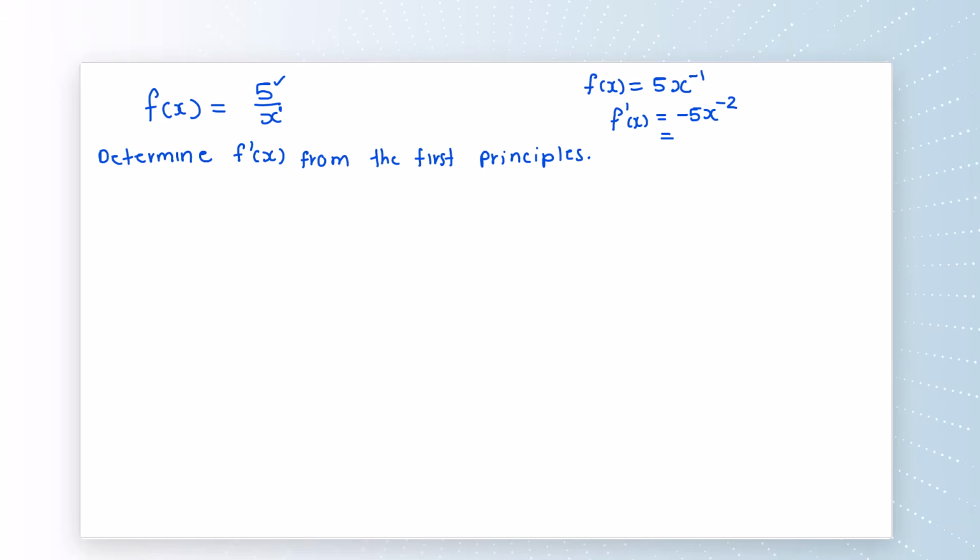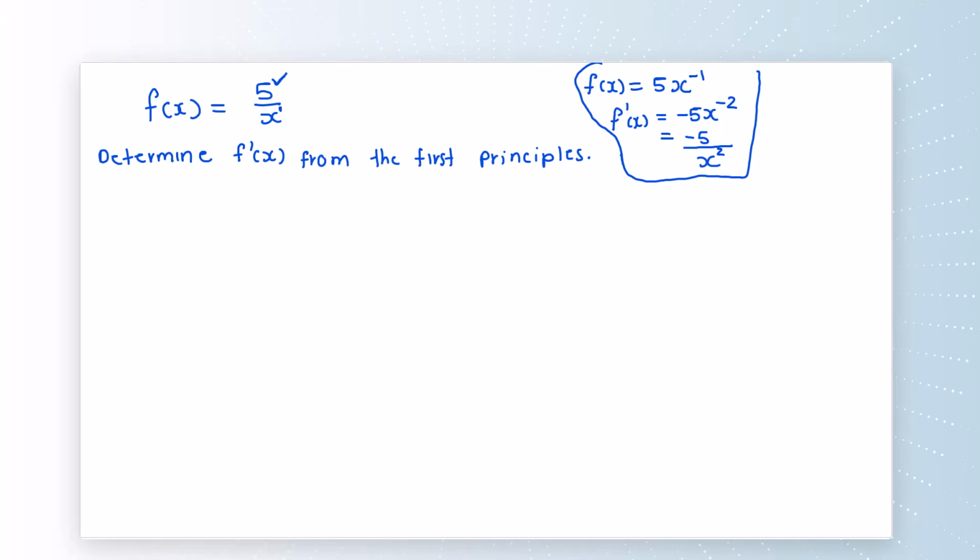Let's leave it with a positive exponent. It's going to be minus 5. Just like here, the numerator was a coefficient, so now the coefficient must become a numerator, and then we take x down. The negative exponent becomes positive. So that's the answer we are expecting at the end of the day. We expect to get the answer of negative 5 over x squared.